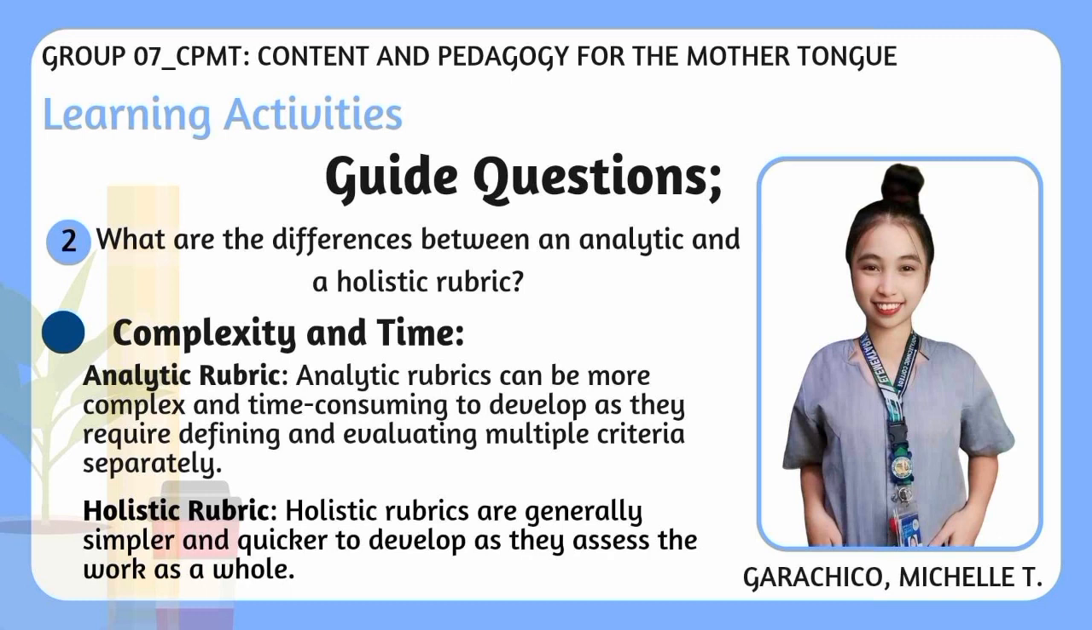rubrics are generally simpler and quicker to develop as they assess the work as a whole. They are suitable for assessing tasks or assignments where the overall impression and impact are more important compared sa individual criteria. Analytic rubrics provide more detailed feedback and allow for a comprehensive evaluation of different criteria, while holistic rubrics offer a broader assessment of the overall quality or performance.